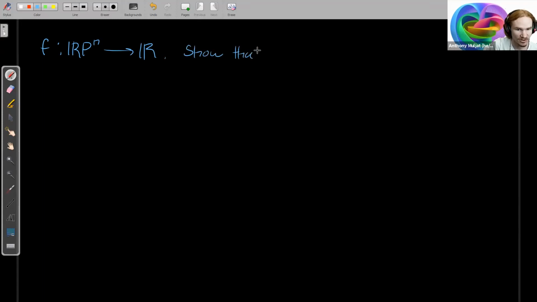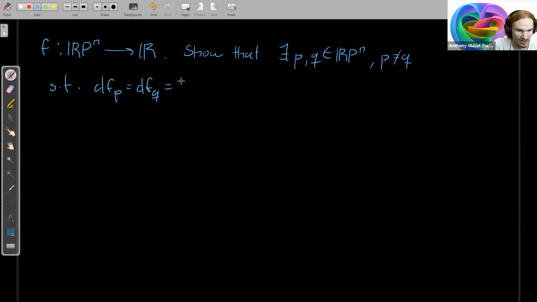Right, so we have a smooth map from RPn to R, and we want to show that there are distinct points in RPn such that the differential at both points is 0.